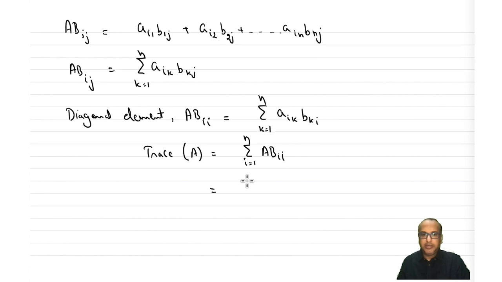So I can say summation I of summation K AIK BKI, right? Double summation of AIK and BKI. Because AIK and BKI are numbers, individual numbers of the matrix, remember that these are the matrix elements. These are not matrices anymore, so I can always exchange these terms, right? So this will be AB.